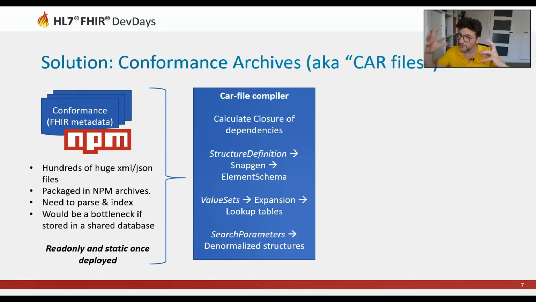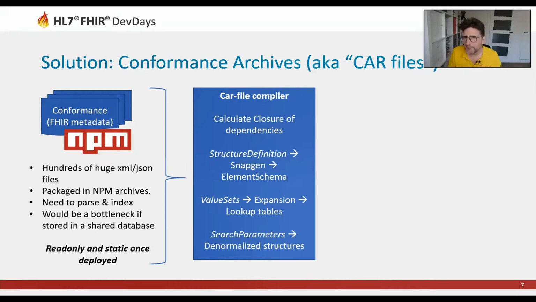So the idea is that a CAR file contains everything you need that is referenced by the main IG that you're implementing, or the IGs. So everything is in that single conformance archive.